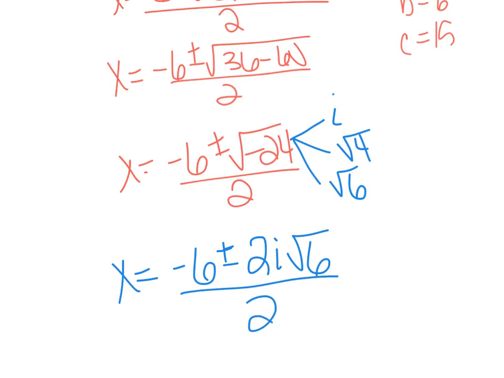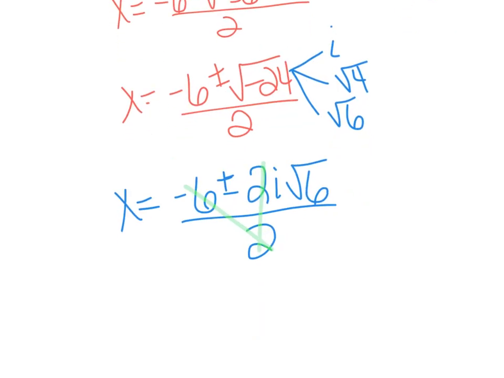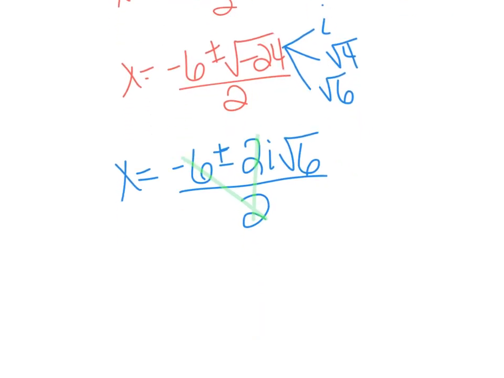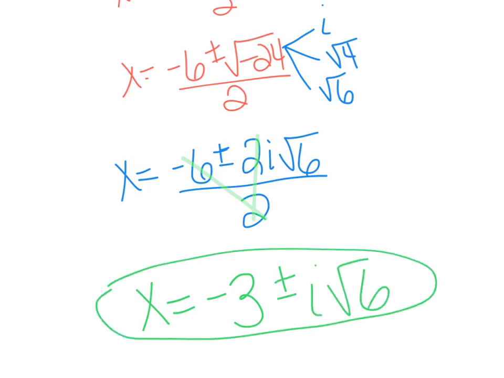Now, if you want, you notice that you can take out a 2 out of both of the terms, which means you could have it be x equals negative 3, because negative 6 divided by 2 is negative 3, plus or minus i times the square root of 6. That is your most simplified answer.